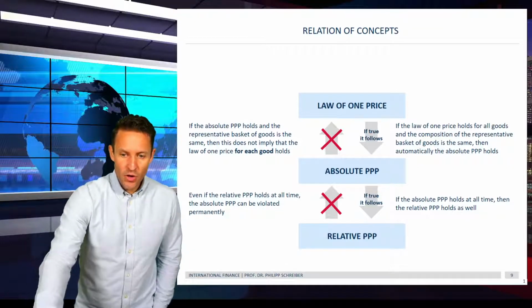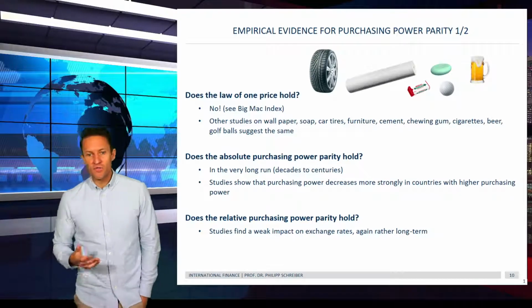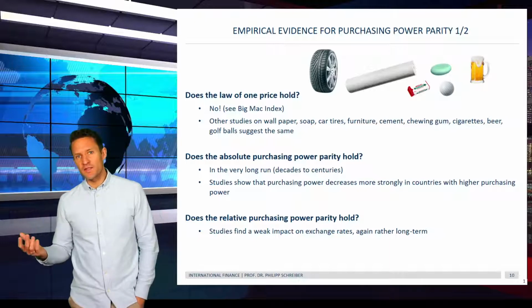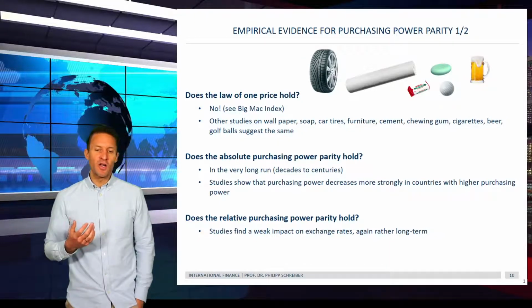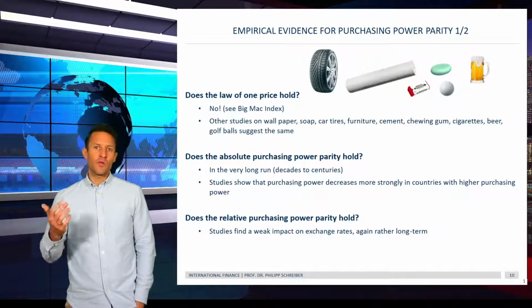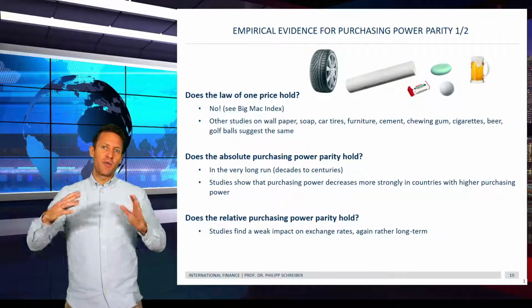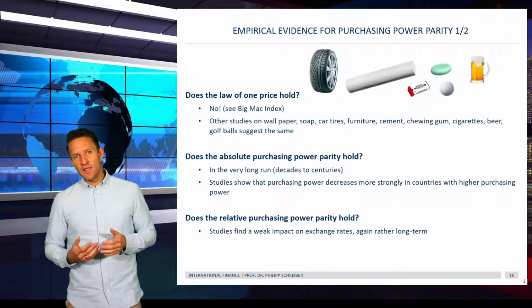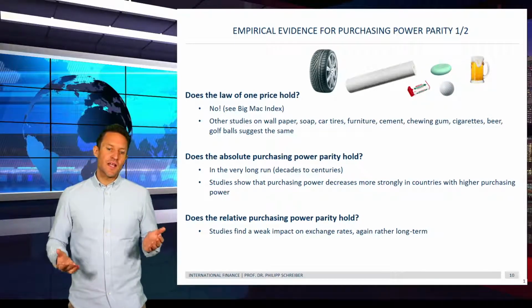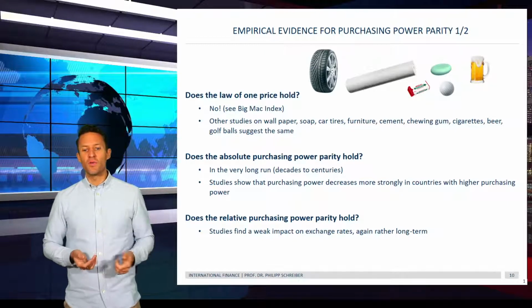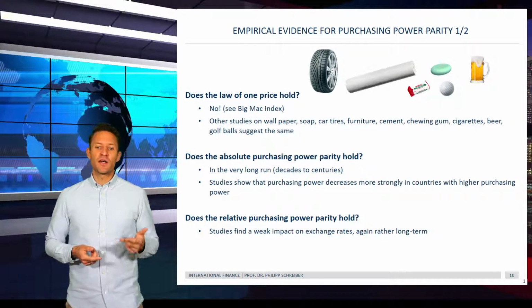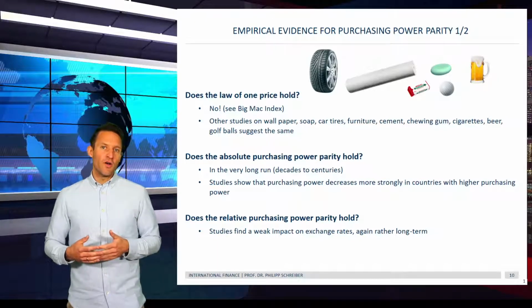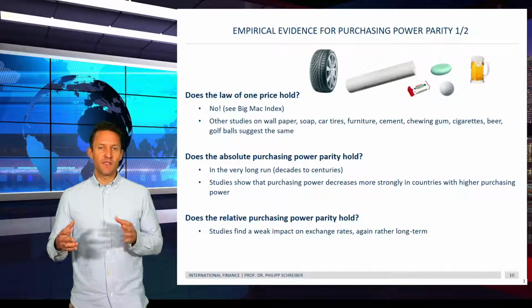All right, as I promised, we look at some empirical evidence for those theories. We already know the law of one price is violated. We have seen the Big Mac index from 2021, and over the whole time period of 2019. Prices were different. And other studies, there are a lot, find the same result for different goods like wallpaper, soap, car tires, furniture, cement, chewing gum, cigarettes, beer, golf balls, whatever. All those products have different prices in different countries.